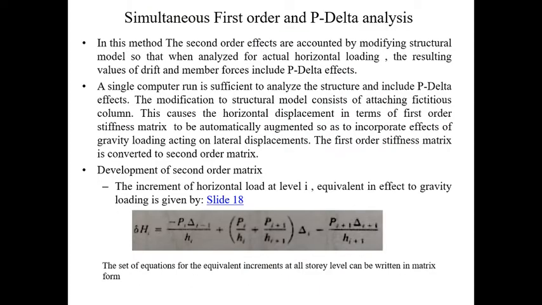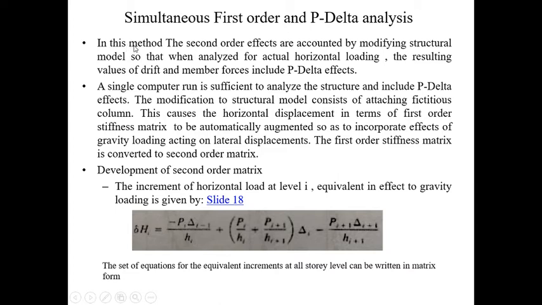simultaneous first order and P delta analysis. Now in this method, the second order effects are accounted for by modifying the structural model. When we want to do the analysis in this method, if you want to find out the second order effect, we modify the structural model here. Whatever model is there, the rigid frame or whatever, a certain modification is done and then the analysis is carried out. So it is explained here.